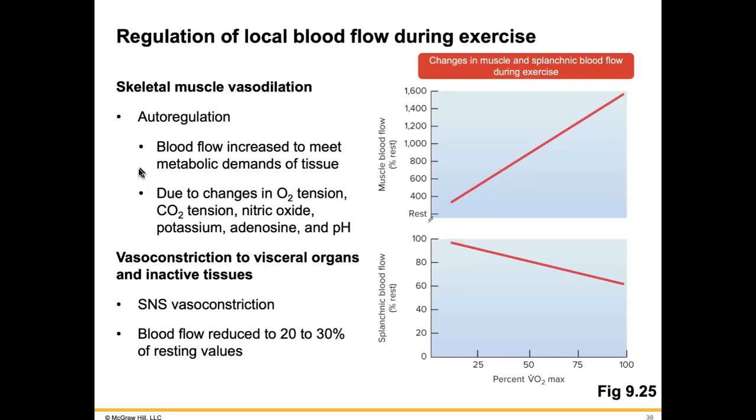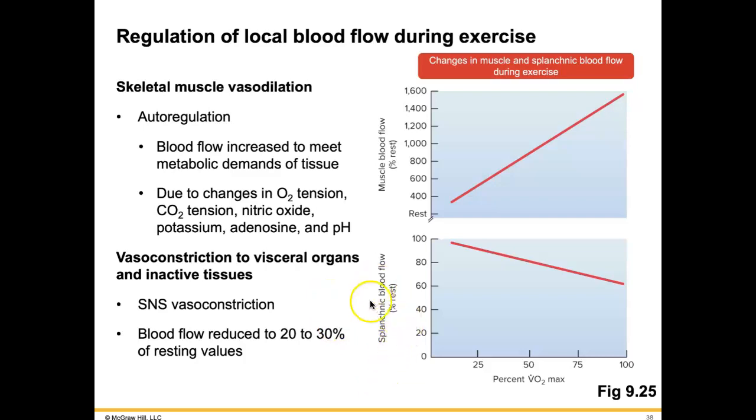And this is due to changes in oxygen tension, carbon dioxide tension, nitric oxide, potassium, adenosine, and pH. You could see in this figure over here, when we are at rest, the muscle blood flow is low, but as we increase our intensity, we are going to increase muscle blood flow. And then vasoconstriction will take place for our visceral organs, mostly meaning our digestive organs that are inactive. And so that sympathetic nervous system is responsible for the vasoconstriction.